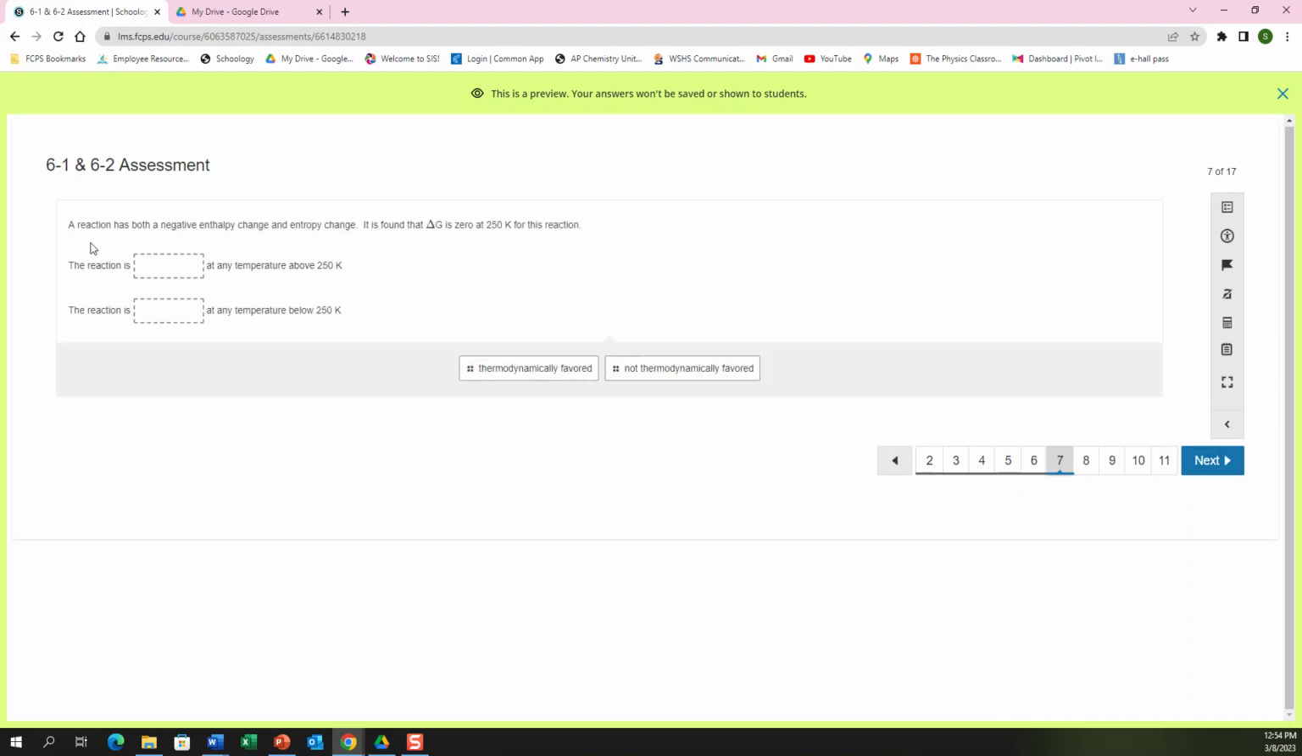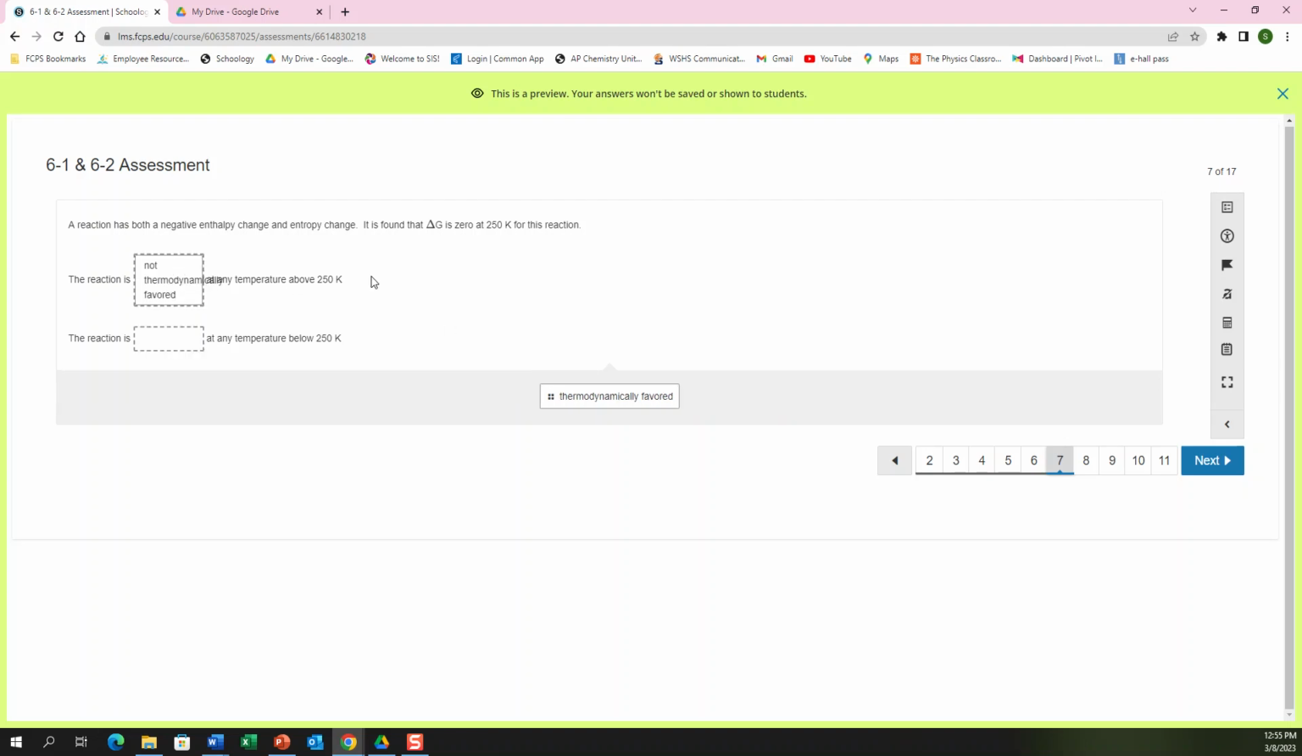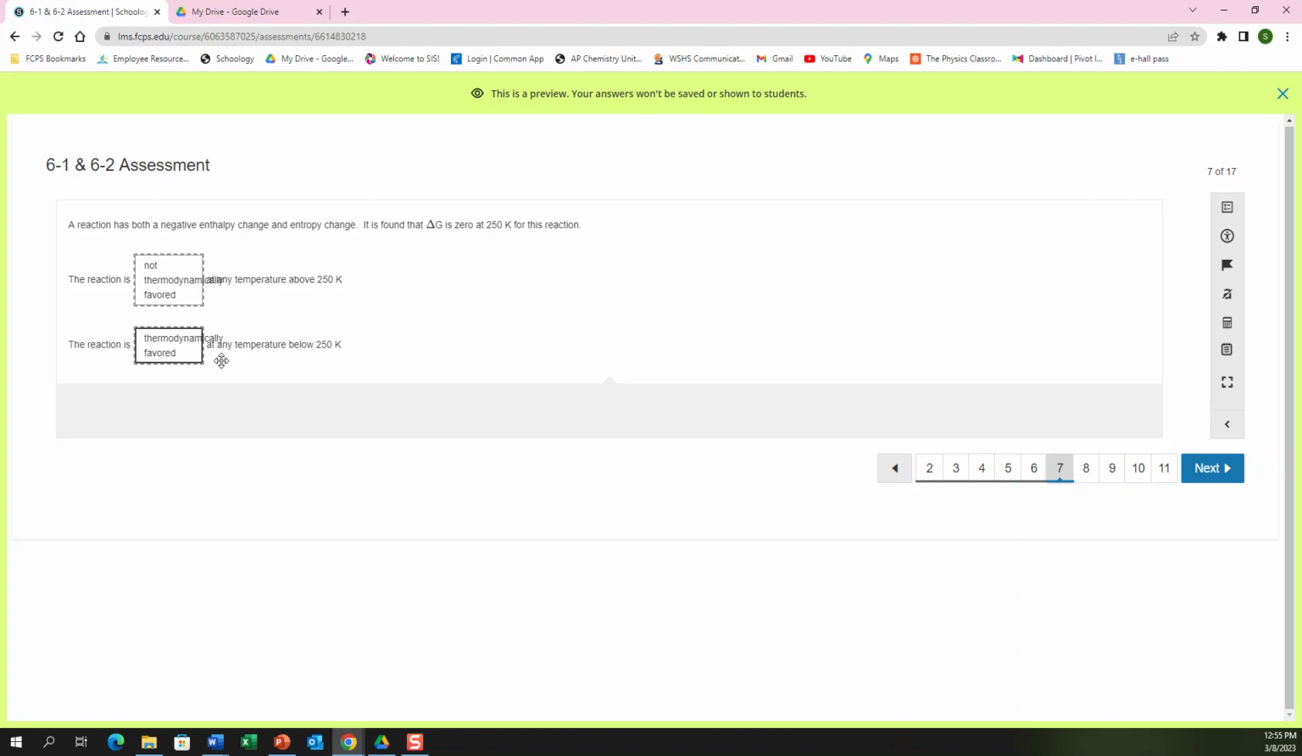All right. A reaction has both negative enthalpy change and entropy change. All right, negative, negative. It is found that delta G is 0 at this temperature. So that's the temperature tipping point. With a negative delta H and a negative delta S, exothermic reactions become more favored as temperature decreases. So the reaction is not going to be thermodynamically favored above 250. Anything above 250, delta G is going to end up being positive, and anything below 250, delta G is going to end up being negative. And 250 is the temperature tipping point.